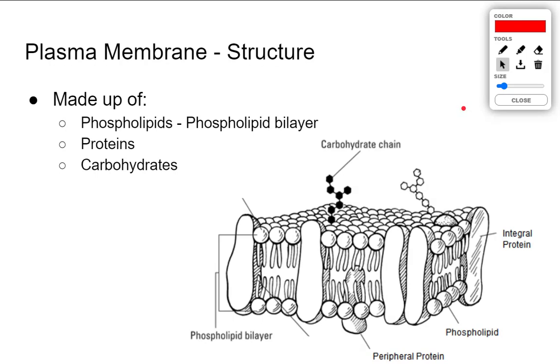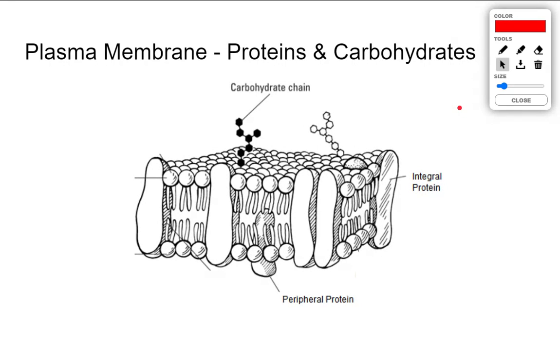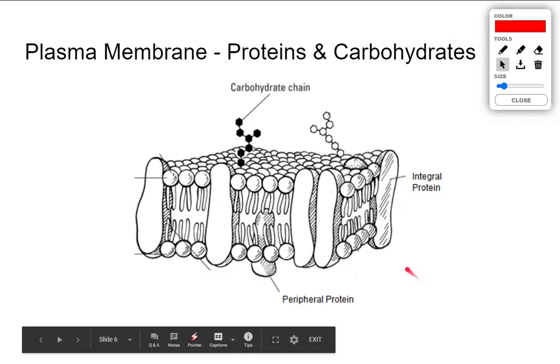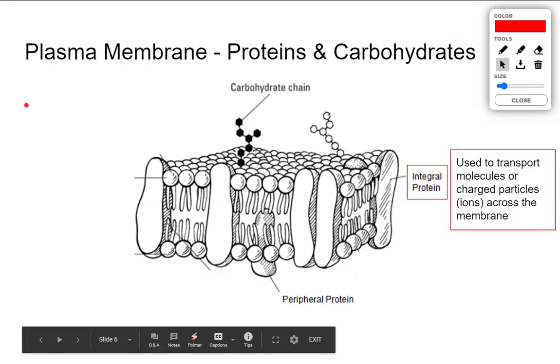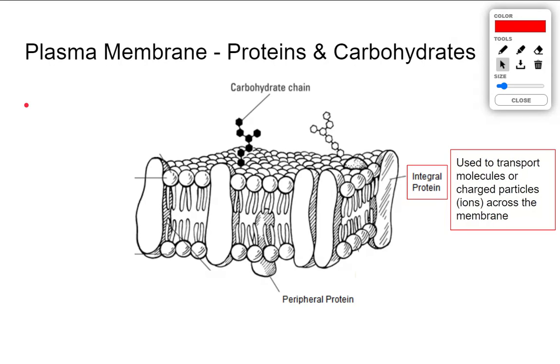All right, let's talk about some of the other stuff. So we know that the plasma membrane itself is made primarily of the phospholipid bilayer, but there's also things like proteins and carbohydrates. Let's talk about those a little bit. The proteins that we have going through, there's two types. There's integral and there's peripheral proteins. The integral proteins are actually used in transport. They help move particles across the membrane that could be charged or ones that are very large, right?